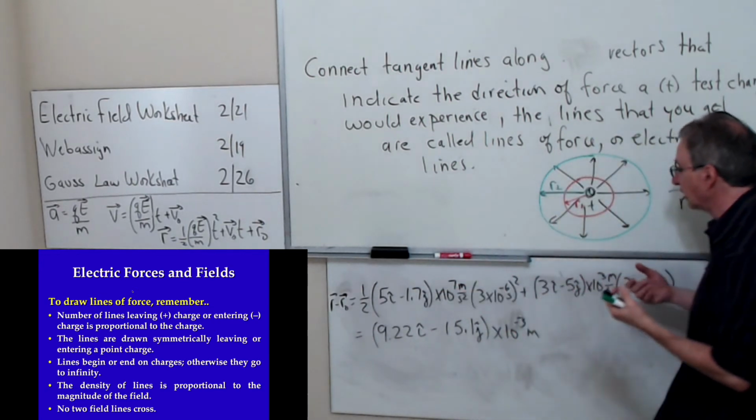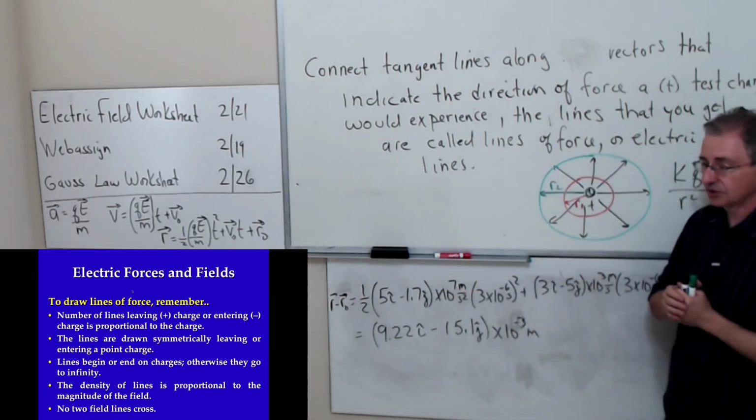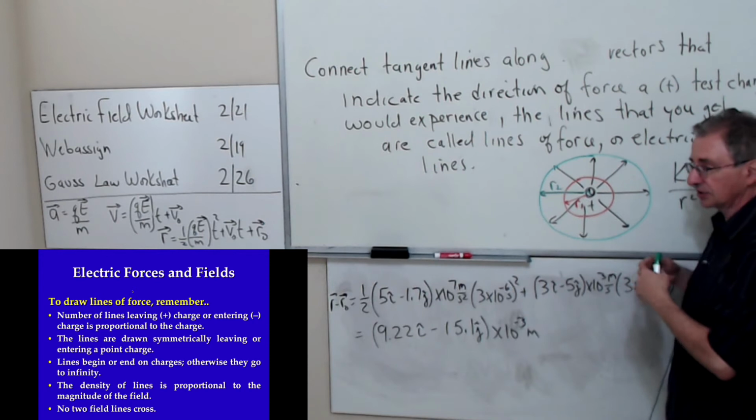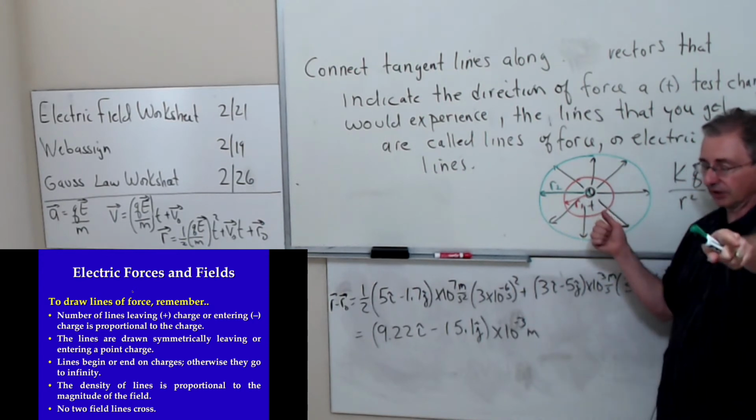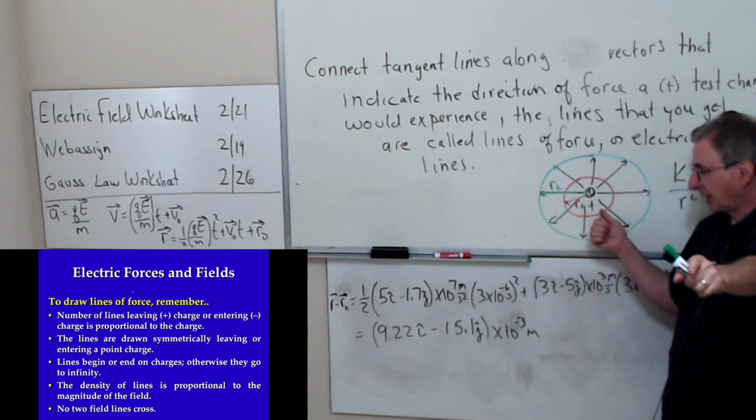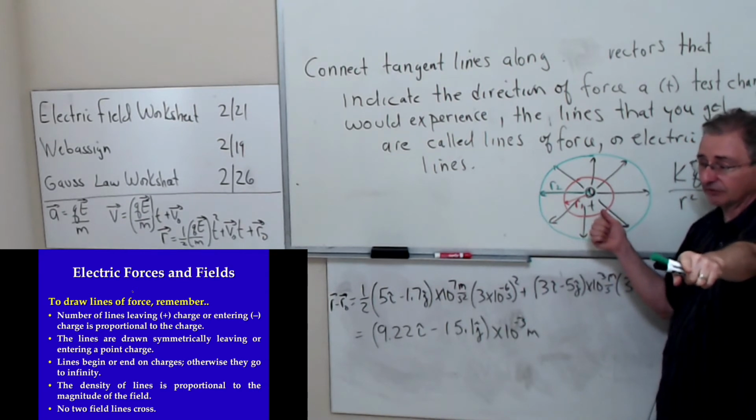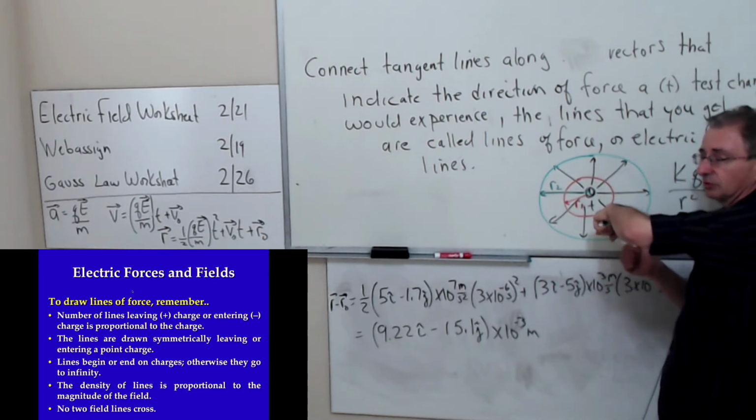Because the electric field points away from a positive charge and towards a negative charge, for a positive charge the field lines leave it. For a negative charge, they approach it.